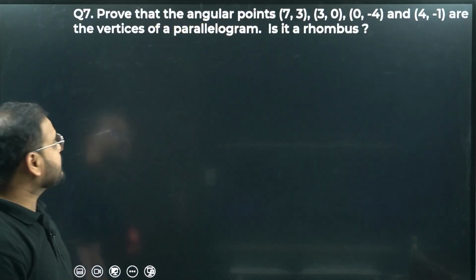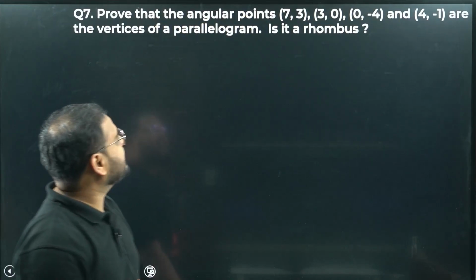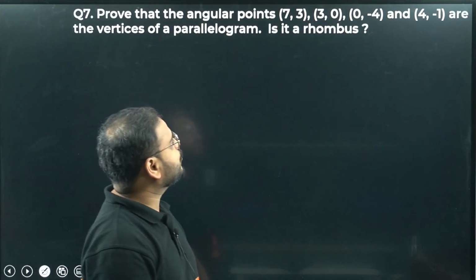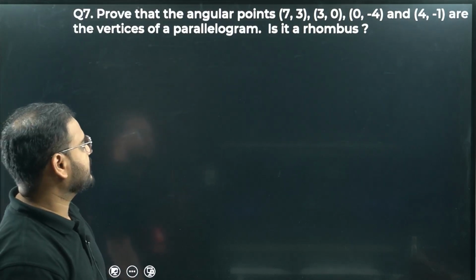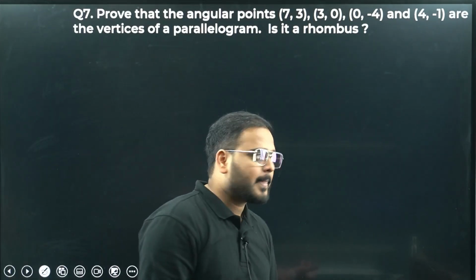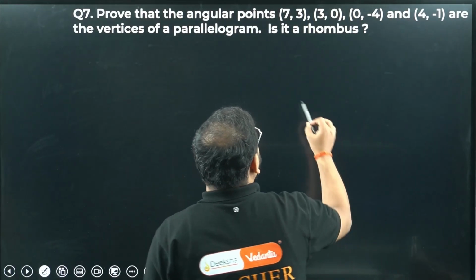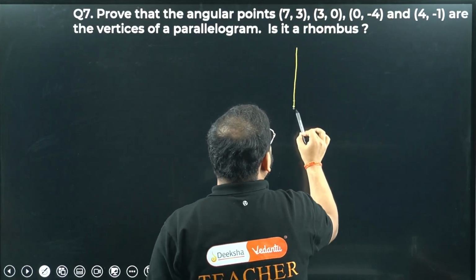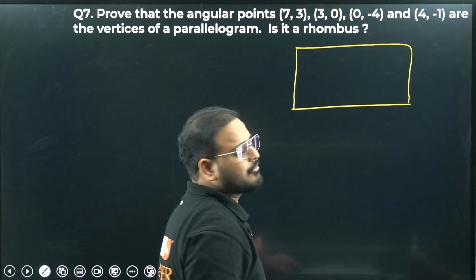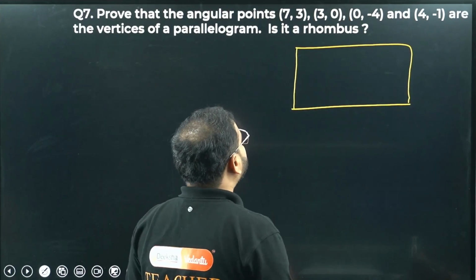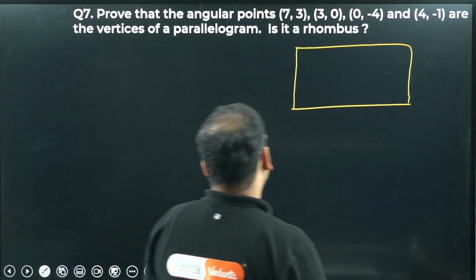Moving to the last question of the day. Prove that the angular points (7, 3), (3, 0), (0, -4) and (4, -1) are the vertices of a parallelogram or is it a rhombus? Okay, chalo karte hain. So let's draw this quadrilateral first. I don't think this will require the midpoint formula over here, but let's solve it anyway.